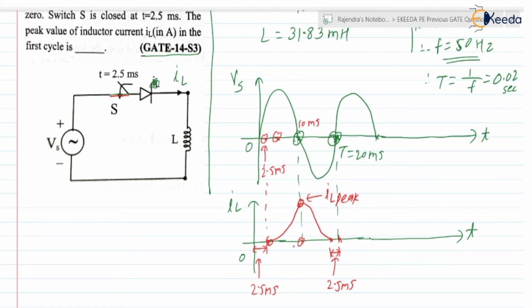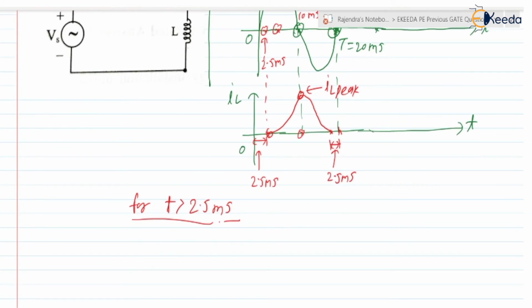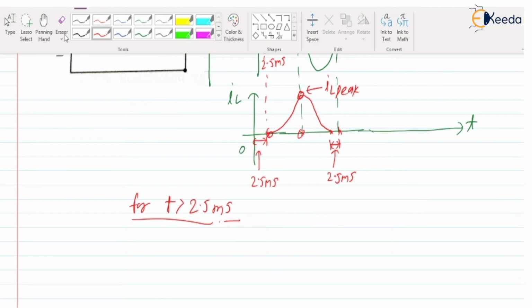Now let us check for t greater than 2.5 millisecond. If we draw the circuit, it will be like this. We have the supply voltage.